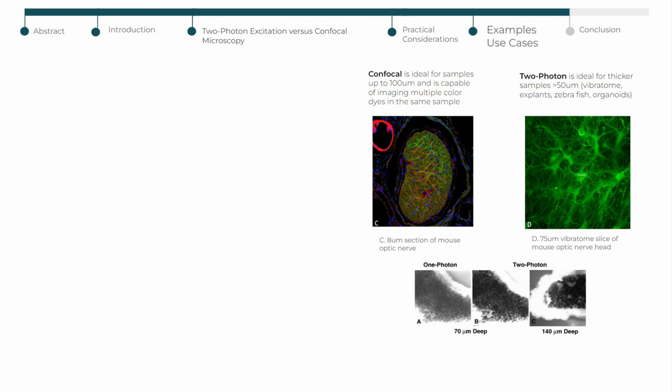So for this slide, we're going to go through the specialized applications that we talked about earlier. Though confocal microscopy does a great job with samples up to 100 micrometers, as we see in this picture of an 8 micrometer section of a mouse optic nerve, where multiple choroidites are clearly depicted in high resolution, it wouldn't be able to do that with thicker samples.